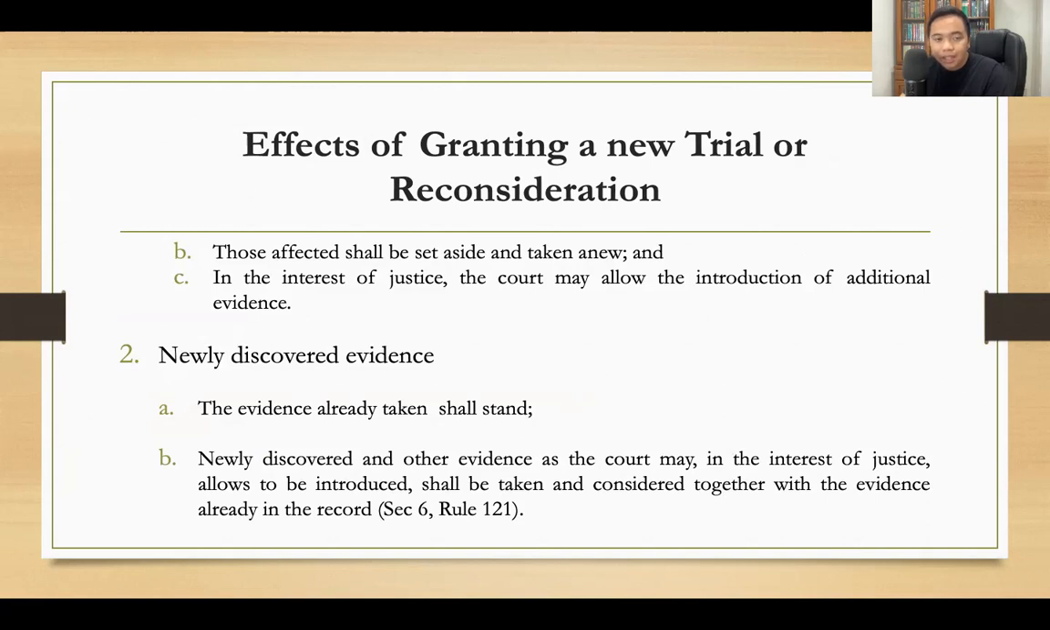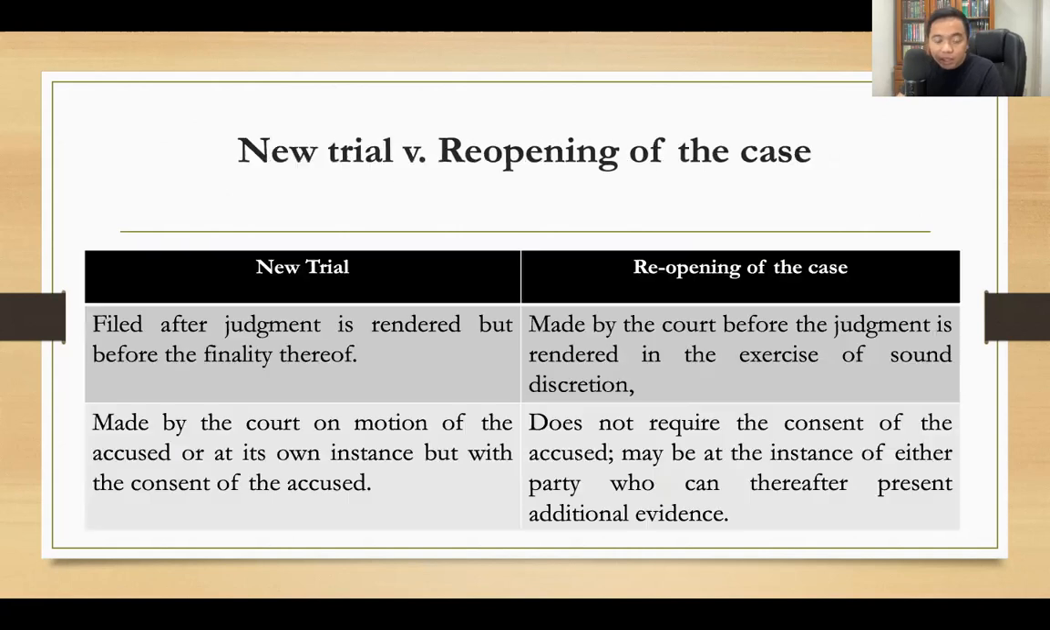In the interest of justice, the court may allow the introduction of additional evidence. On the other hand, in case the ground for new trial is newly discovered evidence, then the evidence already taken shall stand, and the newly discovered evidence and other evidence as the court may, in the interest of justice, allow to be introduced shall be taken and considered together with the evidence already in the record.